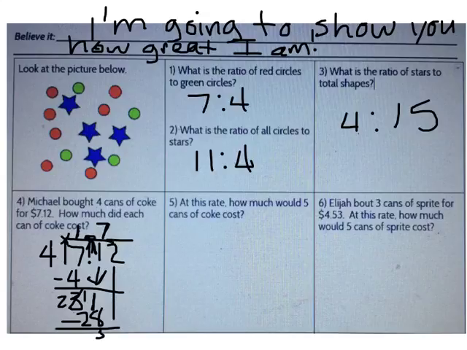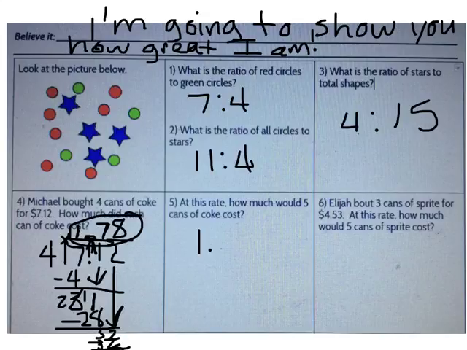Now I can bring down my 2 to break those tenths apart into hundredths. How many times does 4 go into 32? It goes in 8 times. What's 8 times 4? It's 32. So there's nothing left over. The cost of each can of Coke is $1.78. At this rate, how much would 5 cans of Coke cost?